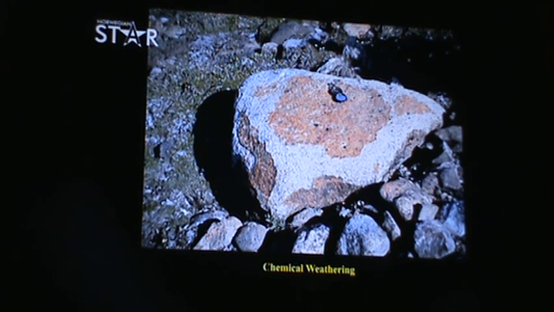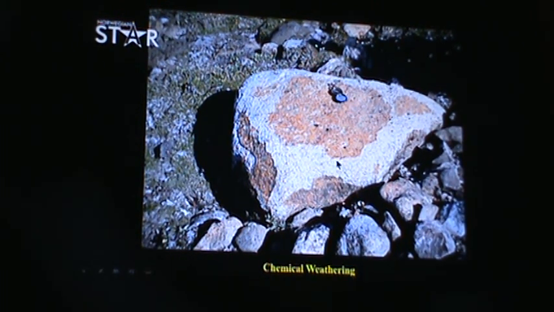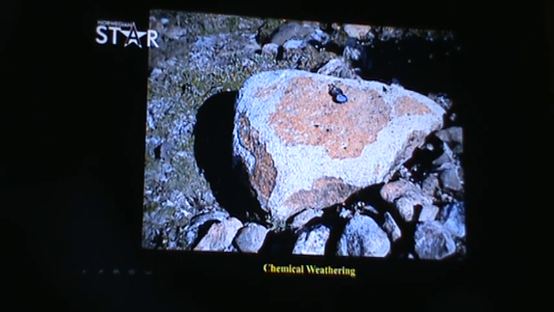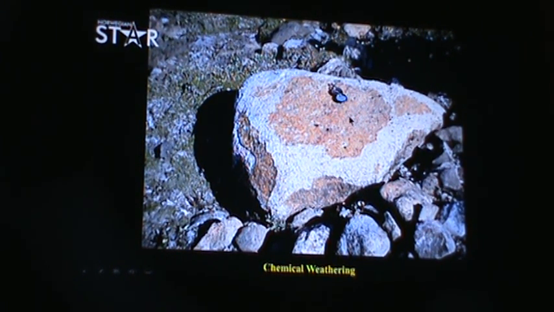Here's an example of chemical weathering. You can see it's etched out all this light colored area here, and all of the original rock, which you see here, has gone into solution through chemical breakdown.